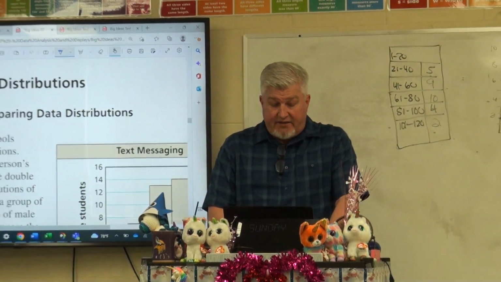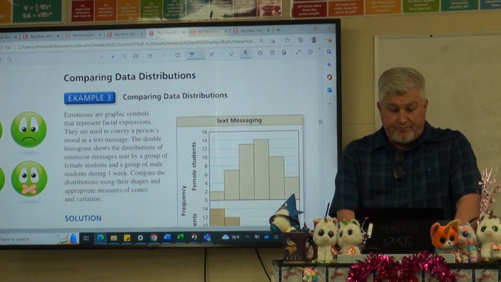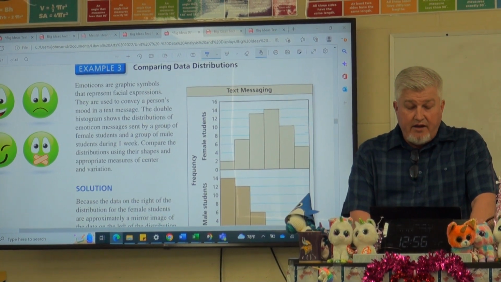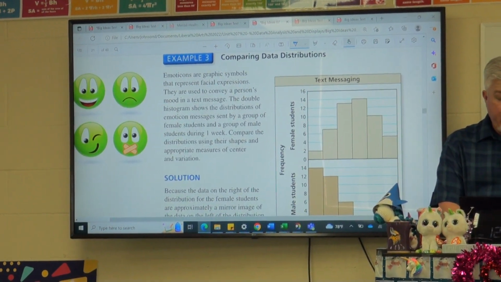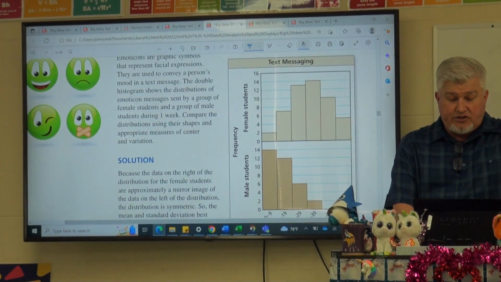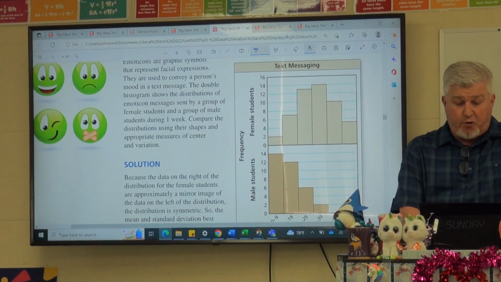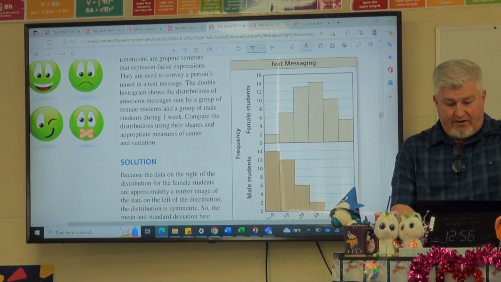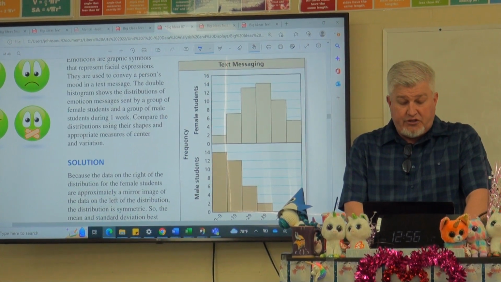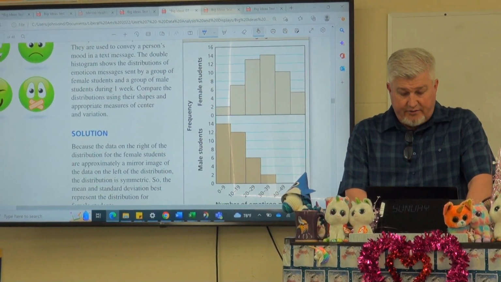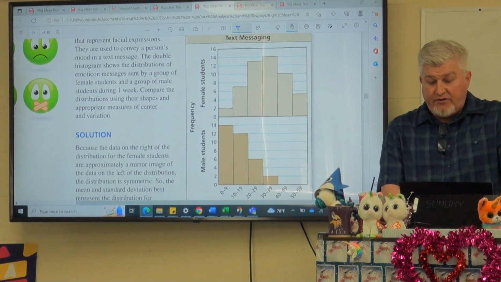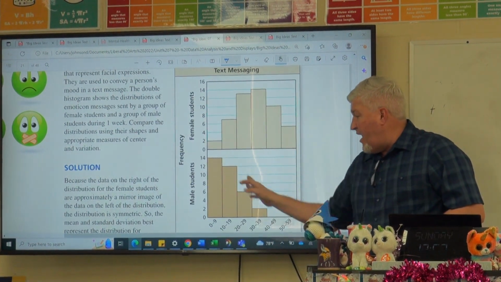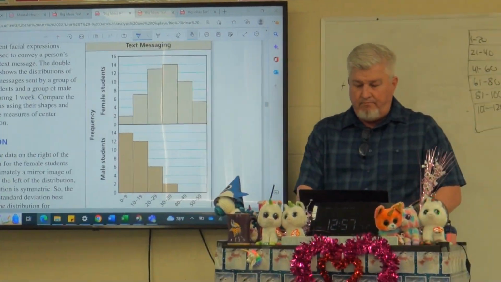All right, last thing is to compare data distributions. So in this last thing, we've got two different things we're comparing. Emoticons, you're aware of what emoticons are. The double histogram to the right shows the distributions of emoticon messages sent by a group of female and a group of male students during 1 week. How many emoticons in their text did they send out? Compare their distributions using their shapes and appropriate measures of center and variation. So we look here, the top one is the females and how many emoticons they use, and the males and how many emoticons they used in 1 week's time.